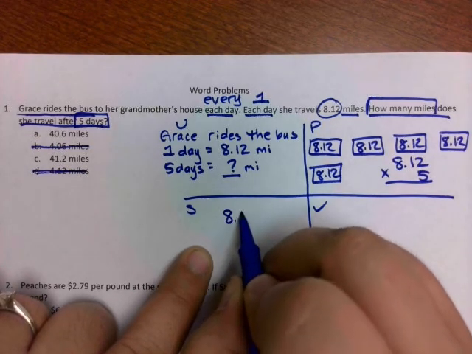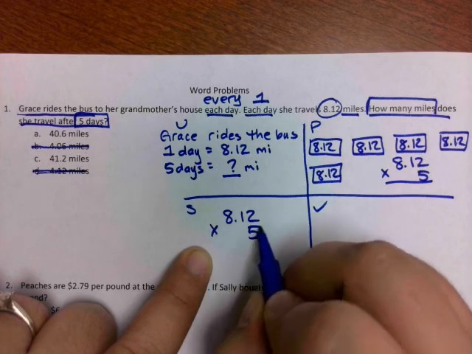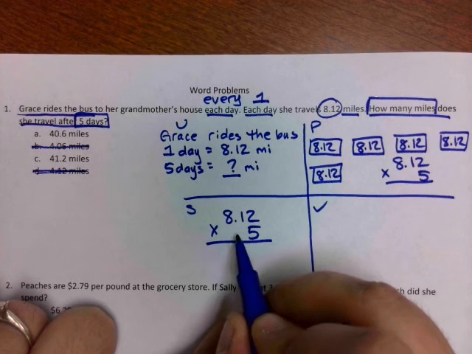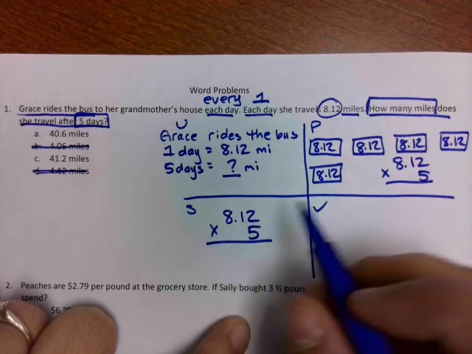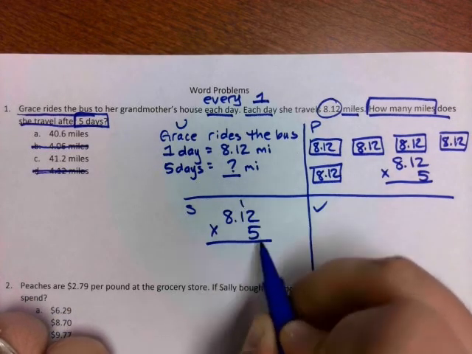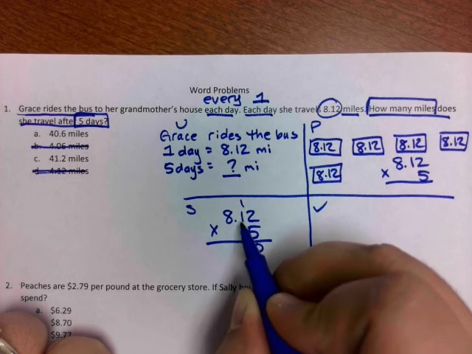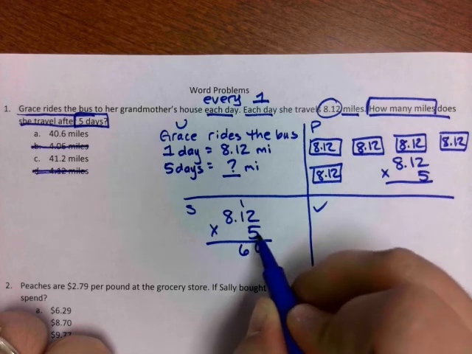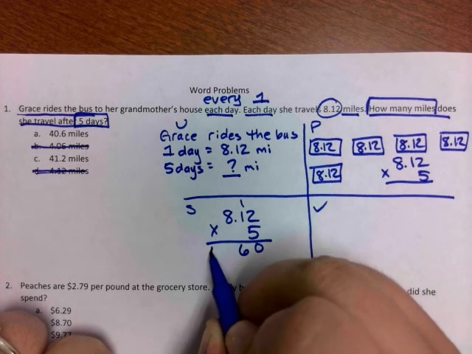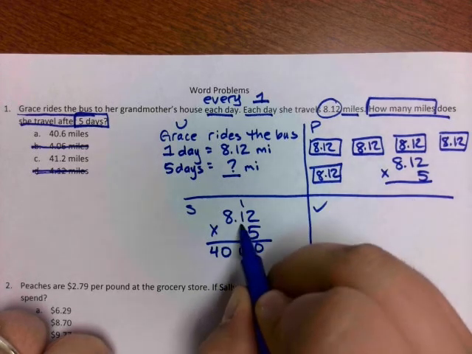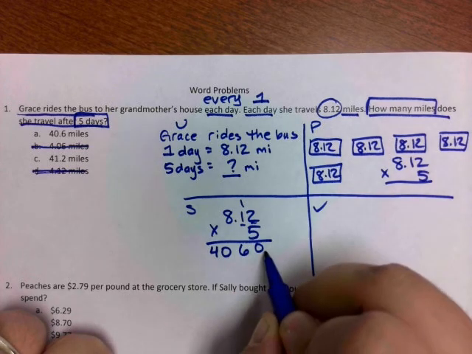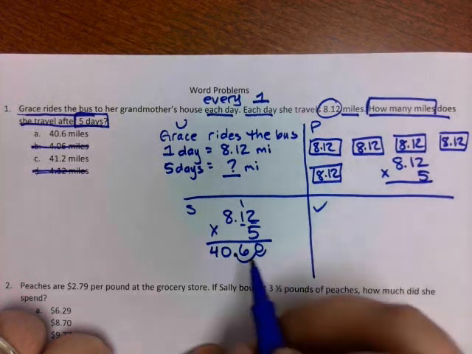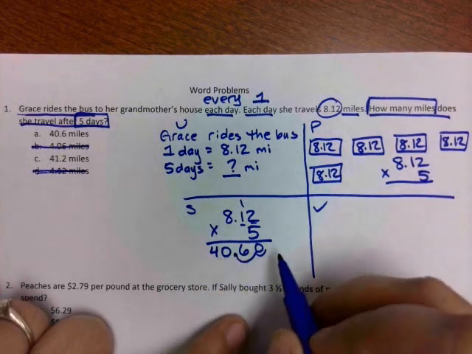So we're going to take our 8.12 and multiply it by 5. Remember, don't line up your decimals when you're multiplying. Just line up your numbers and then move your decimal at the end. 5 times 2 is 10. 5 times 1 is 5, plus the 1 that we carried is 6. And then 5 times 8 is 40. There were 2 numbers after the decimal, so I've got to move my decimal 2 places, starting at the right, going towards the left. So our answer is 40.60.